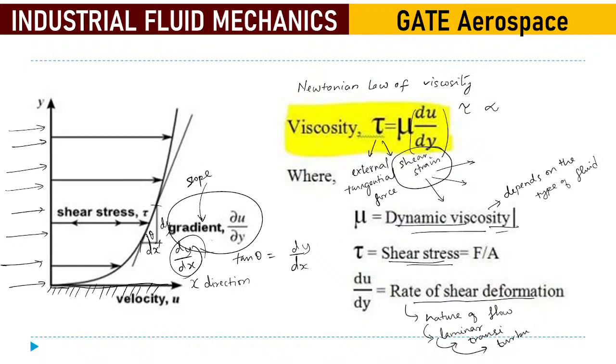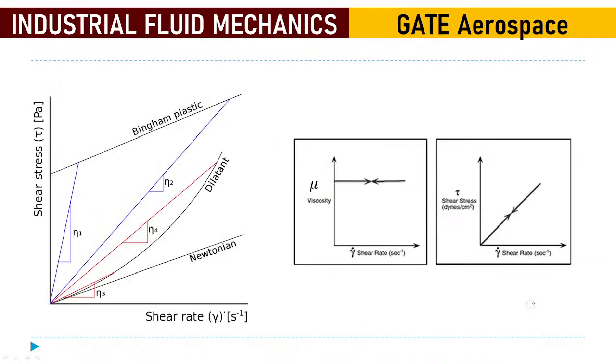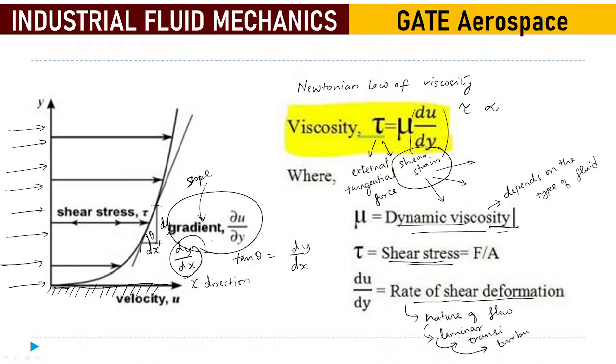So when it comes to a boundary layer, the Newtonian law of viscosity plays a vital role, where the shear stress tau is directly proportional to mu du by dy. So du by dy can also be defined as a per second quantity. This also depends on the shear strain, which can be rephrased as the rate of shear deformation. And how these things depend on the nature of flow.